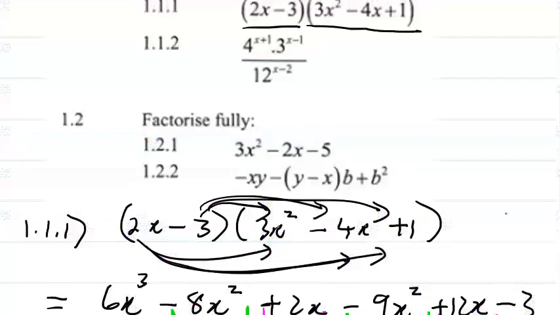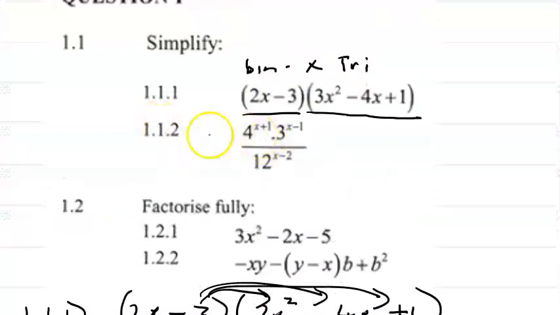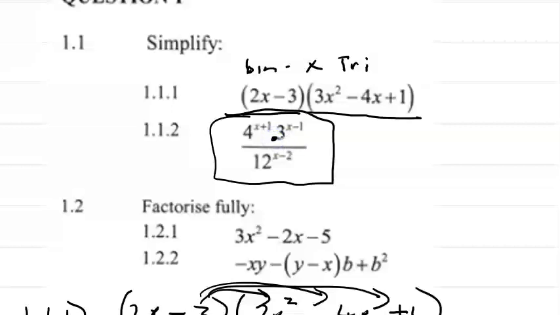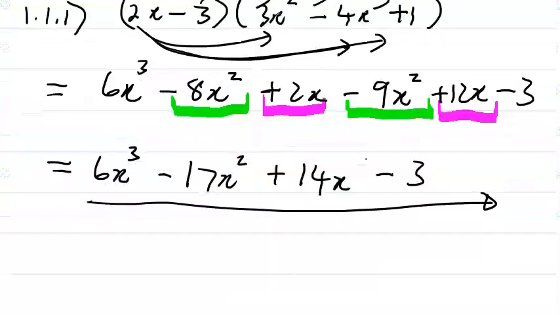Let's look at our next question. In our next question, we have a question on exponents, simplification of exponents. And that's 4 to the x plus 1 times, remember dot means times, 3 to the x minus 1 all over 12 to the x minus 2. And we're going to simplify this expression, 1.1.2.